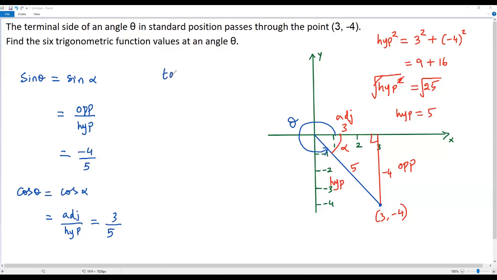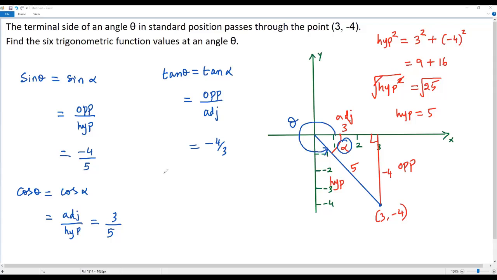Okay, now let's find the value of tangent theta. First I replace the given angle theta by the reference angle, tan alpha. According to trigonometry, the formula for tan is opposite over adjacent. Considering this angle alpha, this is opposite and this is adjacent. So the opposite side is -4 and the adjacent side is 3. So I get -4 over 3 as the value for tangent theta. Now I have the values of the 3 trigonometric functions: sine theta, cosine theta and tangent theta.